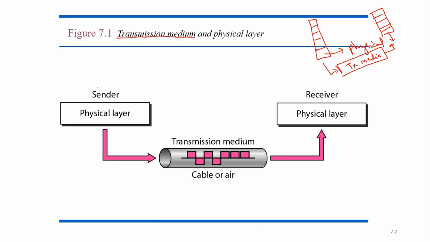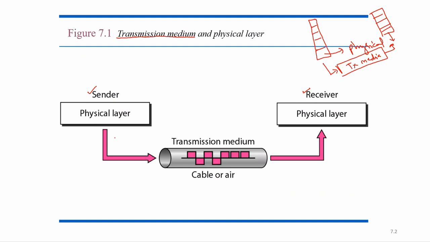Here the same setup is given. A sender is there and a receiver is there. Once the sender and receiver want to communicate and send data, they should communicate through some medium. That medium is the transmission medium, and it is directly connected with the physical layer of the TCP/IP model. This transmission medium is directly in contact with the physical layers of the sender and the receiver.